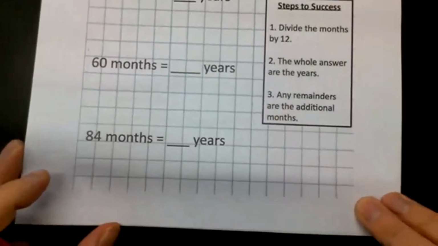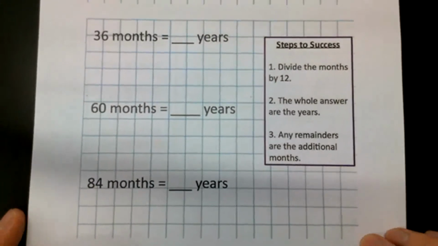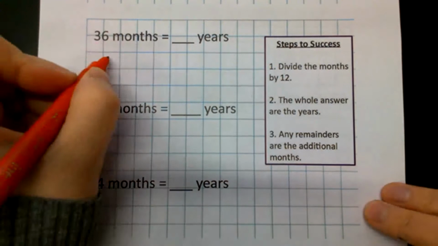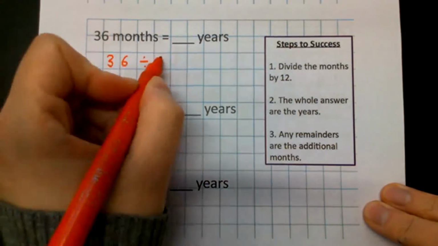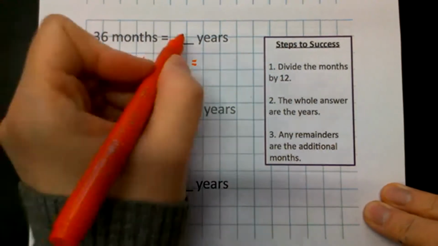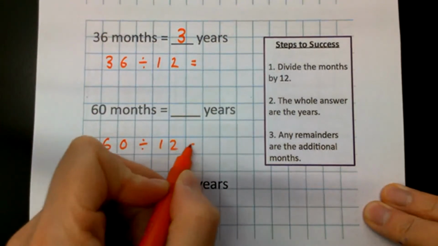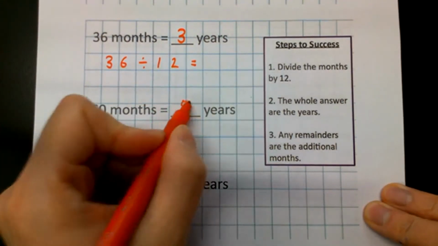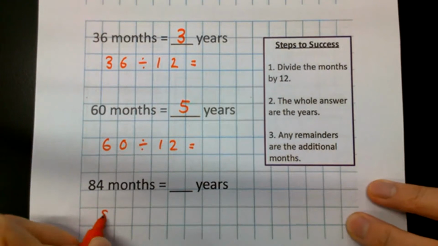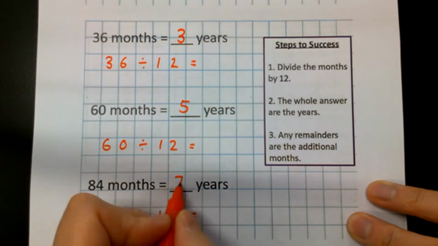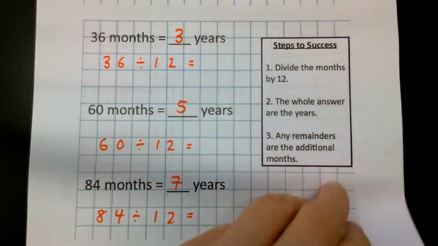So let's take a look at these. Shout out the answers if you know, because these are quite straightforward. 36 divided by 12 equals 3. Fantastic. 60 divided by 12 equals 5 years, brilliant, you're on a roll. 84 divided by 12 equals 7 years. So pleased that you know your 12 times tables, well done.